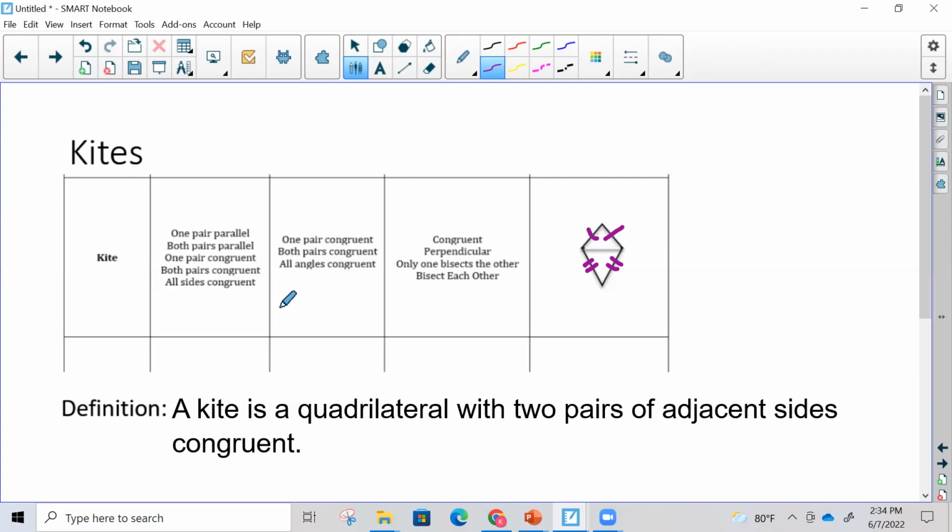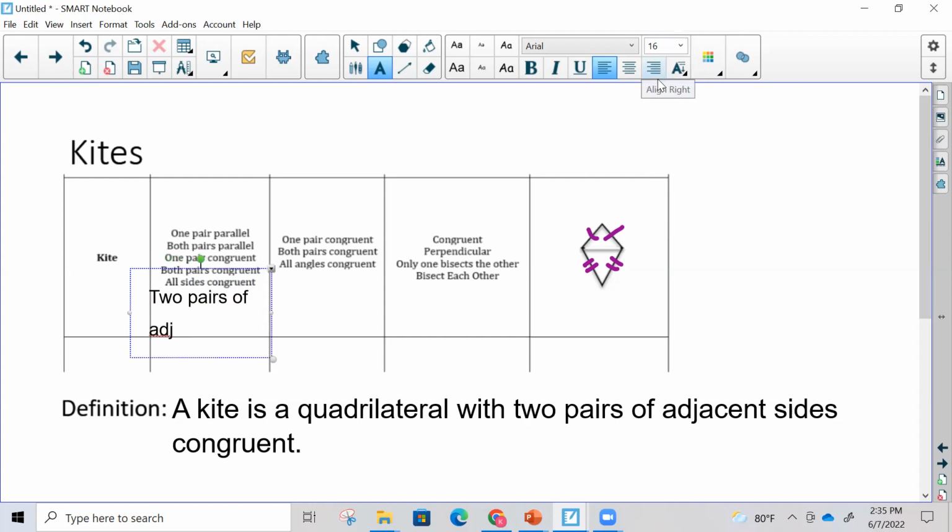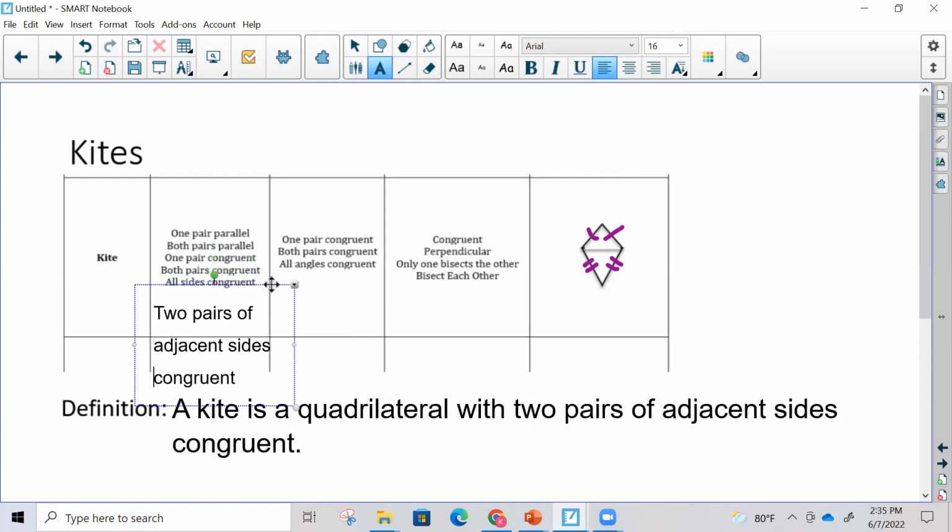And so for a kite, none of the sides are parallel, and none of the opposite sides are congruent. So we're going to add a note here about the adjacent sides, the sides that are next to each other. So what we know is that it has 2 pairs of adjacent sides congruent. That's part of the definition, but that's what we know about the sides. So it doesn't fit the opposite sides. We just know that 2 pairs of adjacent sides are congruent.